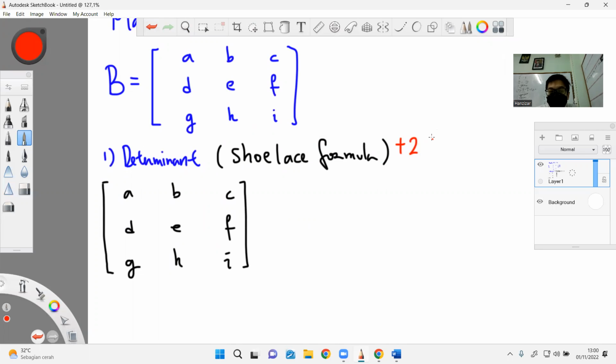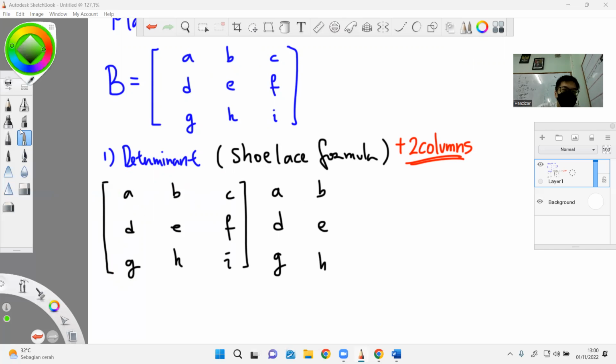If you ask me why it has to be added by two additional columns, honestly, I don't know. So this is A, B, G. You just copy paste the first column and the second column right after the third column. B, E, H. Then what to do? You are doing a shoelace. Shoelace means you are making the shoelace first.